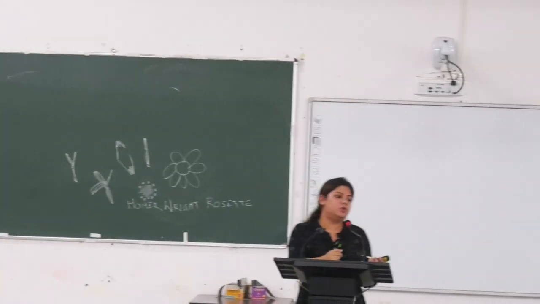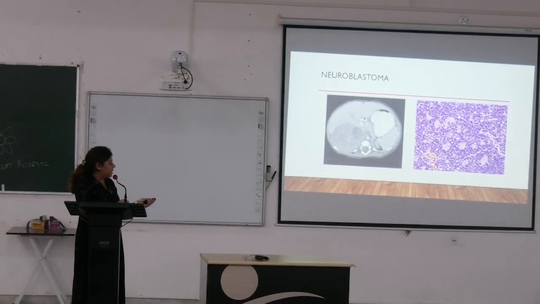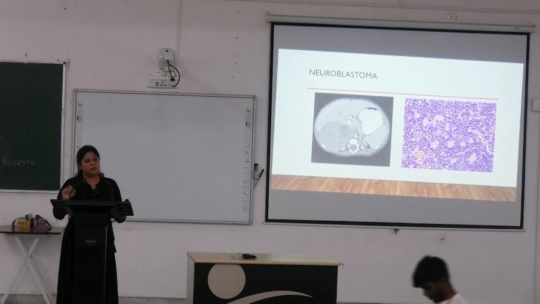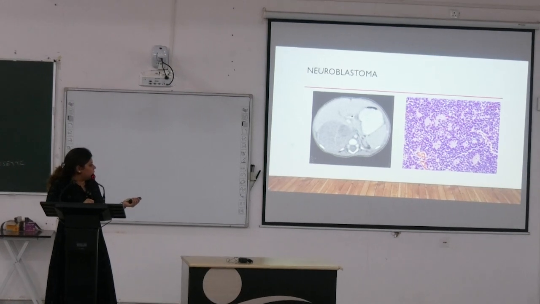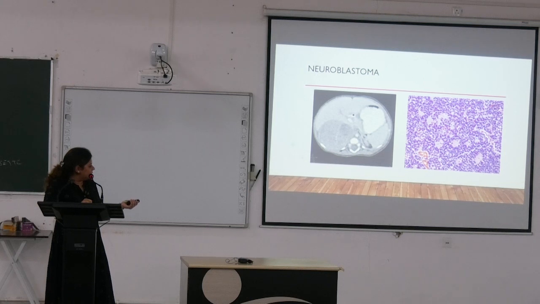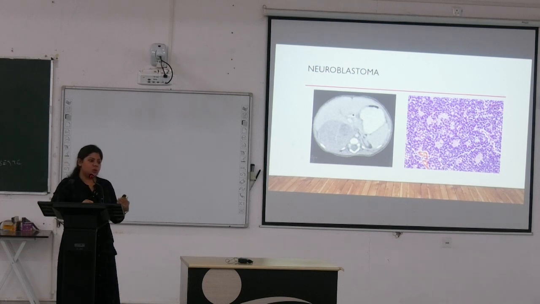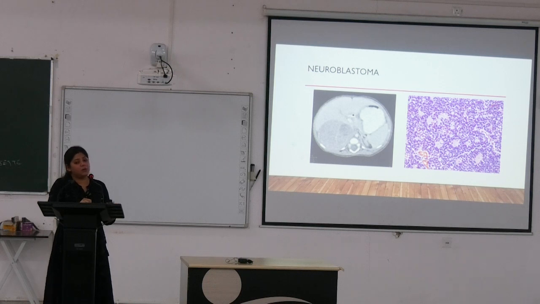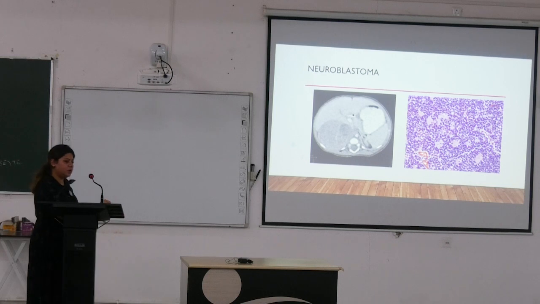Homer Wright rosette is a pseudo rosette, and this central portion, this is called the neuropil. The fibrillary material is actually neural material, axonal material, right? So this is the central fibrillary material called neuropil, and the cells surround this, looking like a flower or a rosette. So it is called a Homer Wright rosette. Homer Wright rosette is not specific for neuroblastoma. It is found in other blastomas also, like medulloblastoma, can also be found in retinoblastoma. Retinoblastoma has another kind of rosette, which I will be discussing when I come to retinoblastoma. So this Homer Wright rosette, it is also an important MCQ that you have to know.